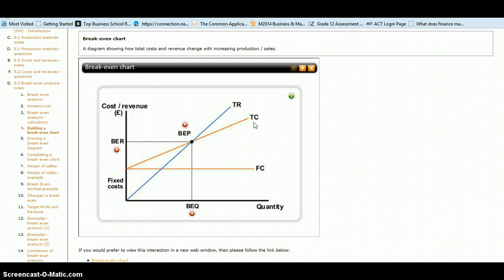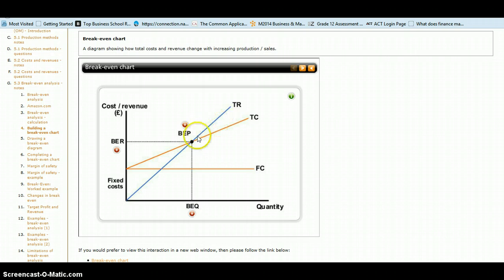Total variable cost is defined as the costs that vary as output changes, and this arises from the use of variable inputs. So now, total cost. Total cost is the curve that represents the sum of the fixed costs and the variable costs.